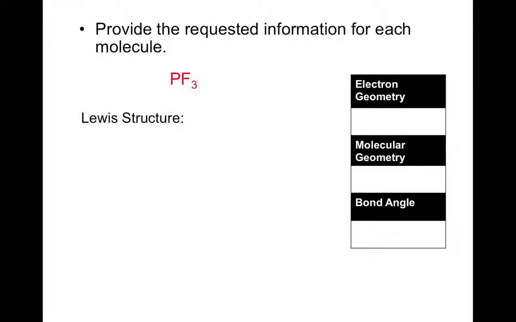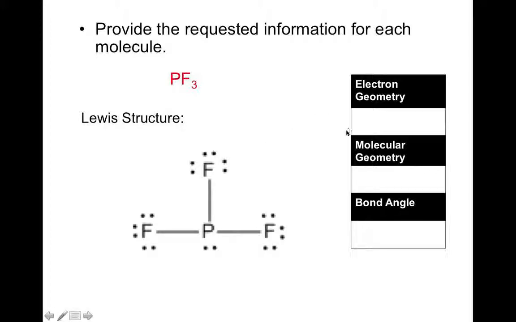Okay, so the Lewis structure that I come up with is as follows. You want to be sure that you came up with the same one. Now to determine the electron geometry and the molecular geometry, I need to know the total number of electron groups and how many lone pairs I have. So I have 1, 2, 3 bonded atoms, 1 lone pair. So I've got a total of 4 electron groups and 1 lone pair.